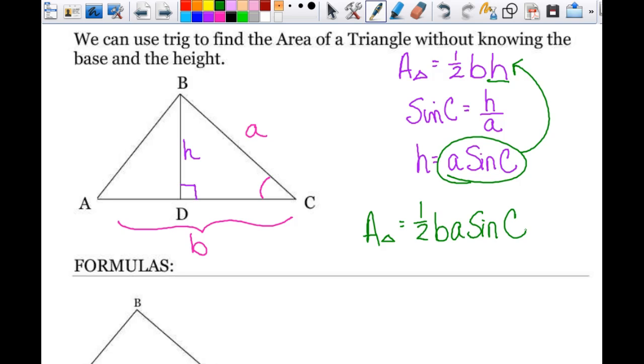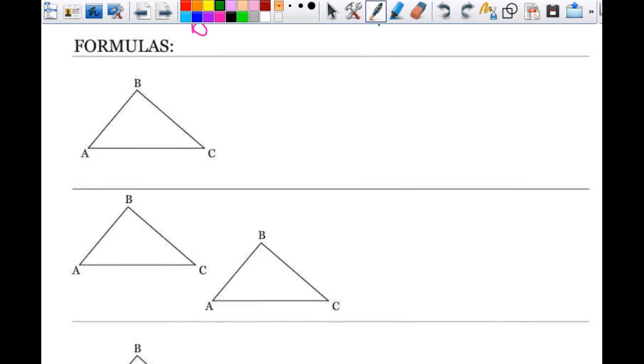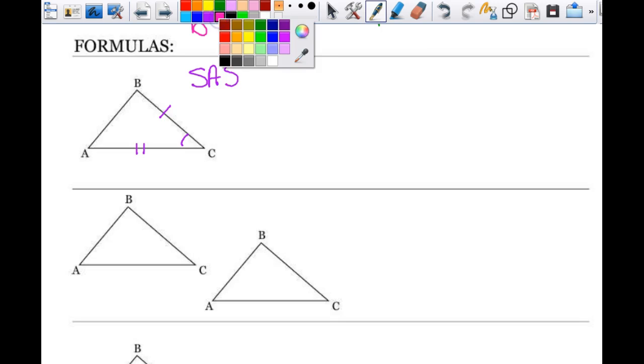Could you find the height and go substitute it back in, kind of like how we came up with the formula? Yes, you totally could, but the idea is to get formulas that work so we don't have to go find different pieces of them. So there are going to be 3 different formulas. This first one is based on you knowing the side angle side information. Side angle side, which in this particular case would be little a, little b, and angle C.